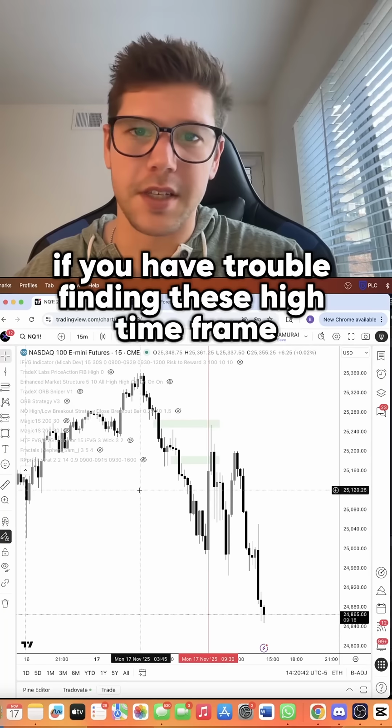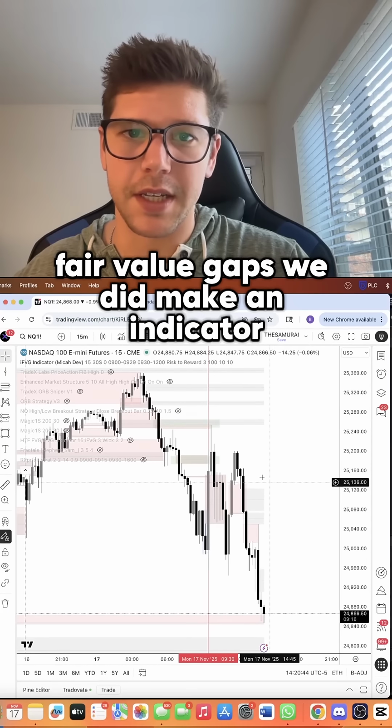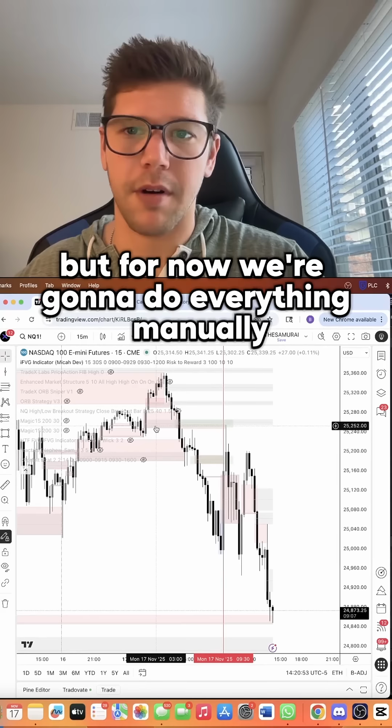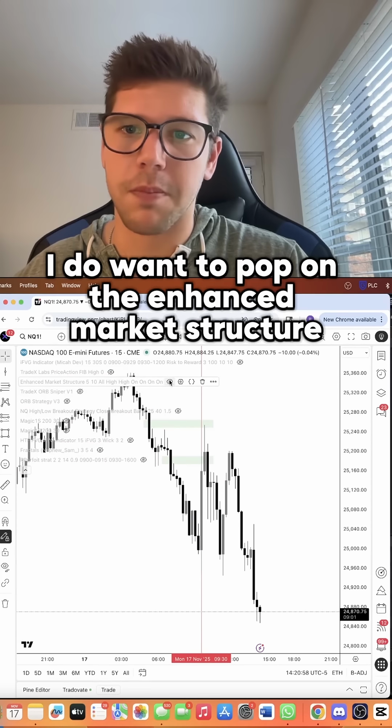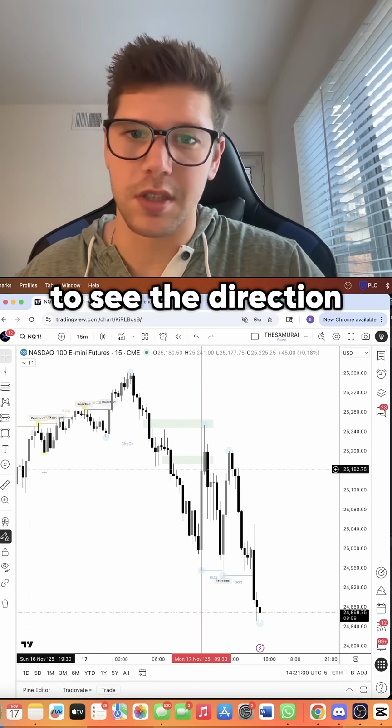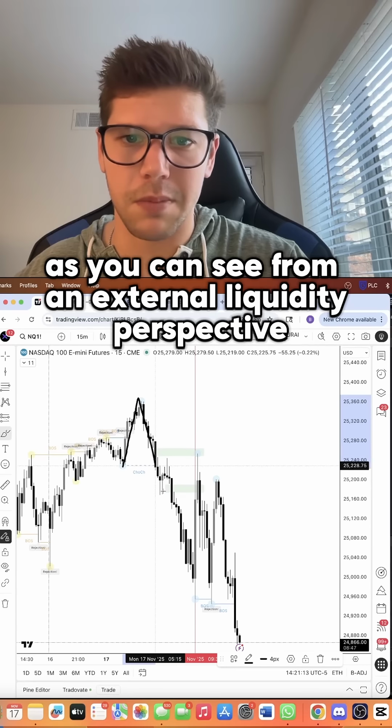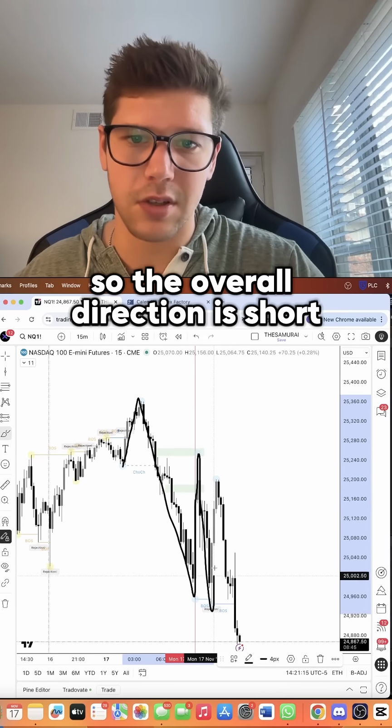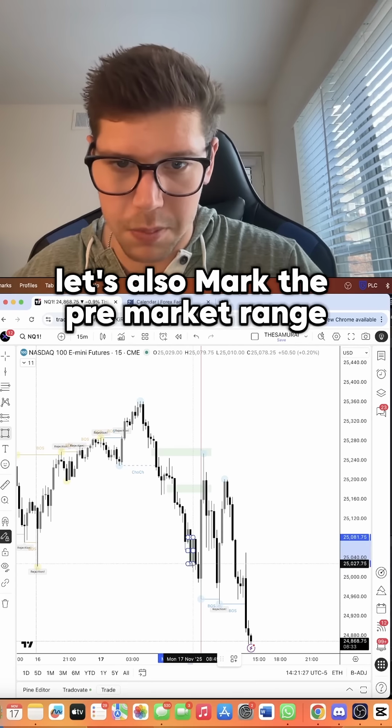If you have trouble finding these high time frame fair value gaps, we did make an indicator, as you can see, that will do them for you. But for now, we're going to do everything manually. I do want to pop on the enhanced market structure to see the direction. As you can see from an external liquidity perspective, we're making lower lows and lower highs, so the overall direction is short. Let's also mark the pre-market range.